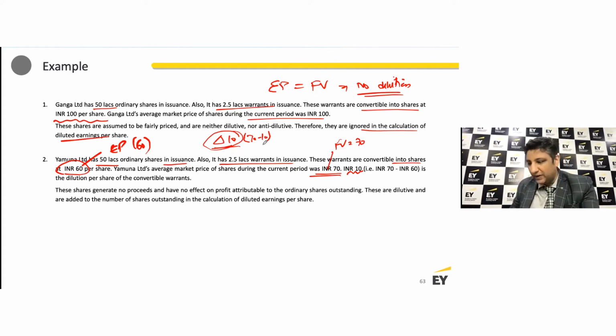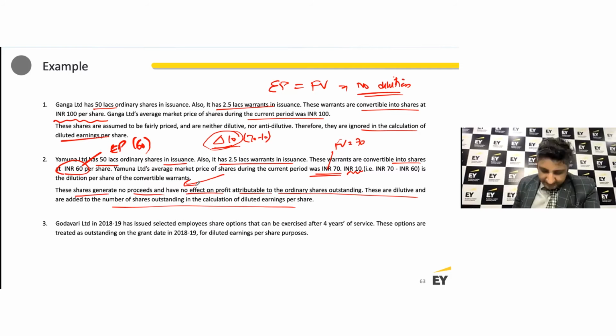How we calculate that number of shares is something we're going to see, of course, in some time. So we're saying that to the extent of this difference of 10 rupees, there is a dilution because these shares are issued, but nothing is received in return. Okay, let's have a look at this again.